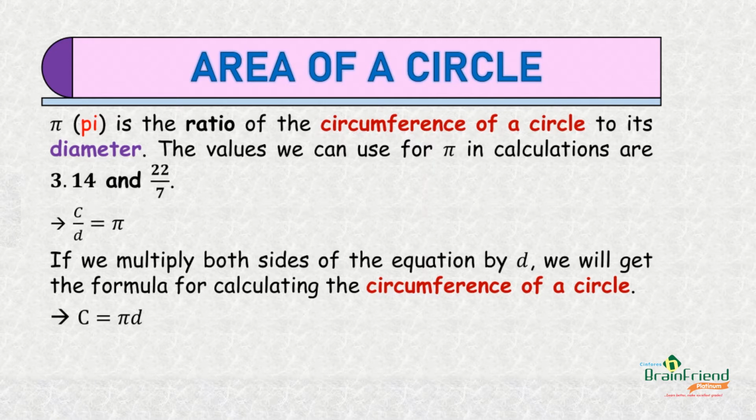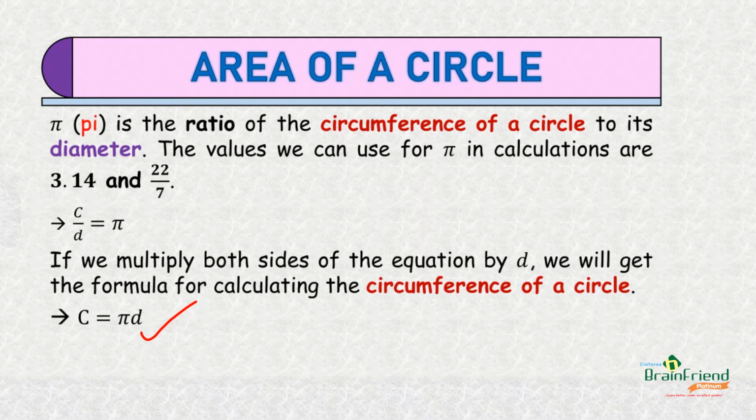And we usually use the values 3.14 or 22/7 when we are talking about pi. So pi is equal to the circumference of a circle over the diameter of a circle. Now, if we multiply both sides of the equation by d, that is the diameter, we will get the formula for calculating the circumference of a circle. So circumference will be equal to pi multiplied by d, where d is the diameter.